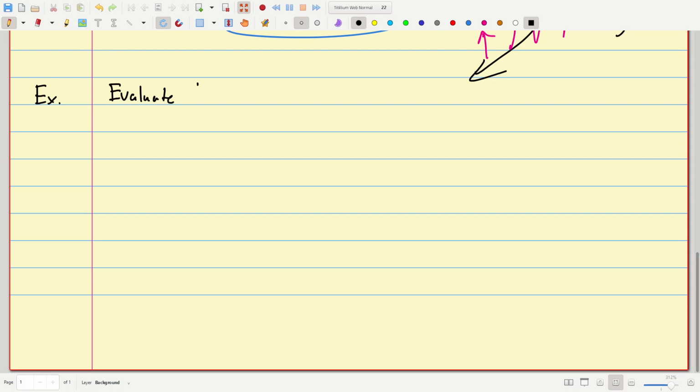Let's evaluate this integral, the path integral through the vector field F. We're given F is going to be equal to negative y squared, x, z squared. Okay?